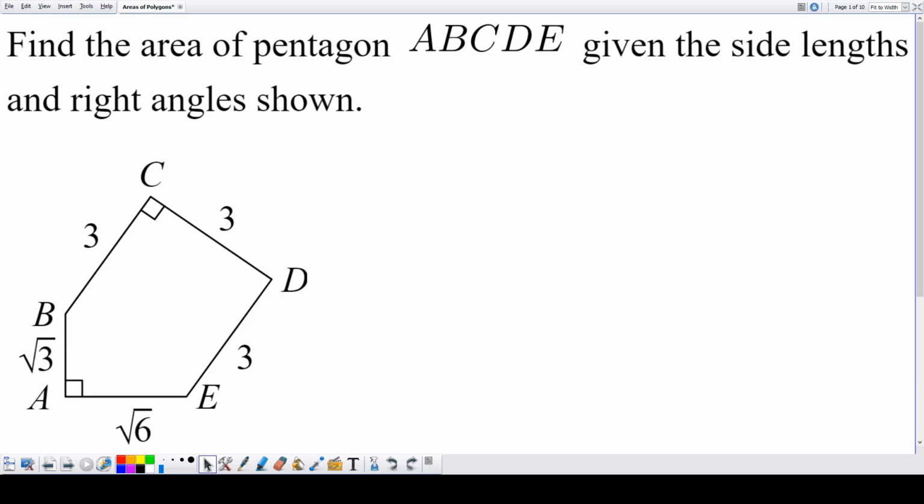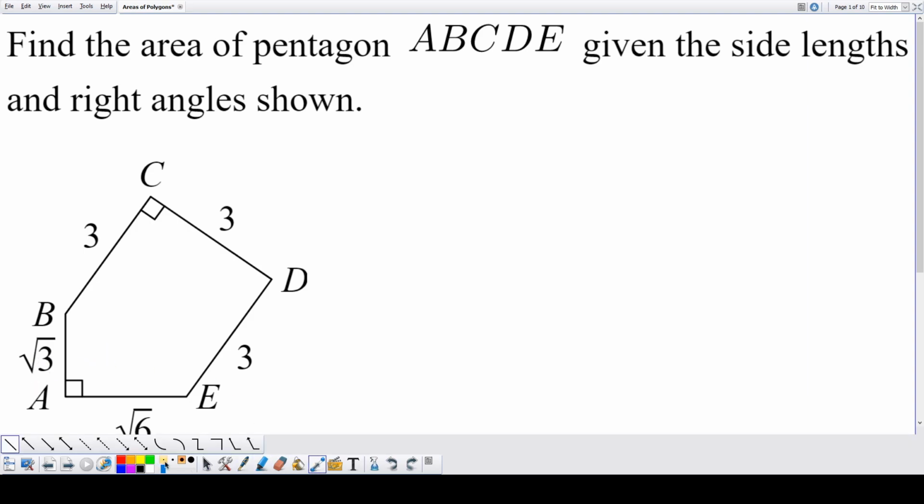Hello everyone. So today we're going to continue with our lessons on polygons, starting with this first problem. Find the area of pentagon ABCDE given the side lengths and right angles shown. So we have a right angle at C and a right angle at A. Right angles make us think right triangles.